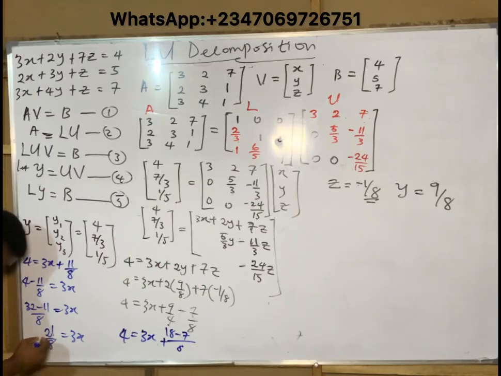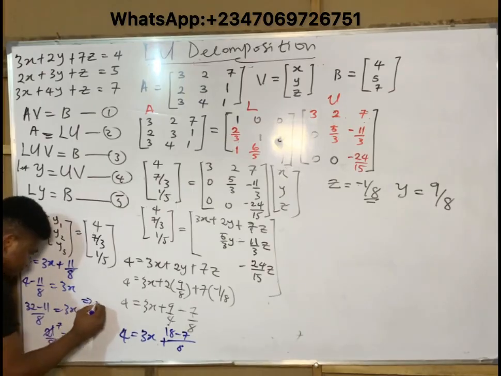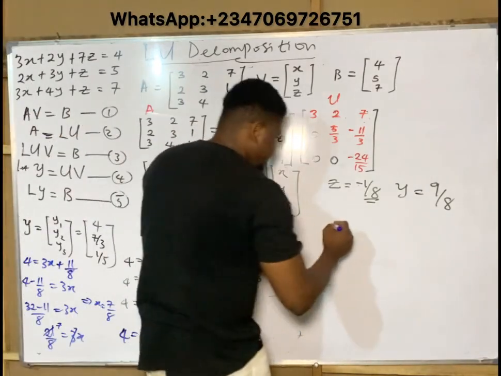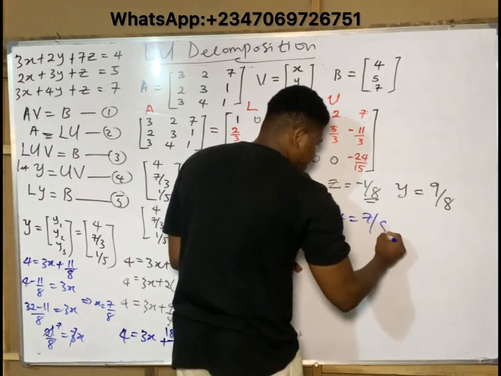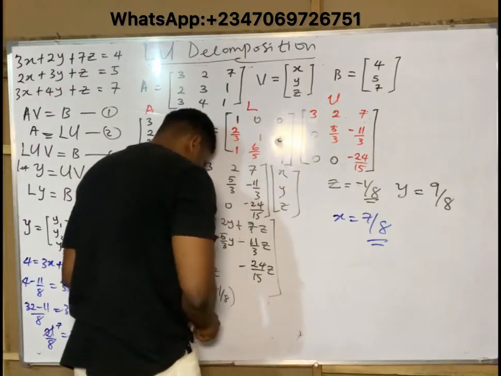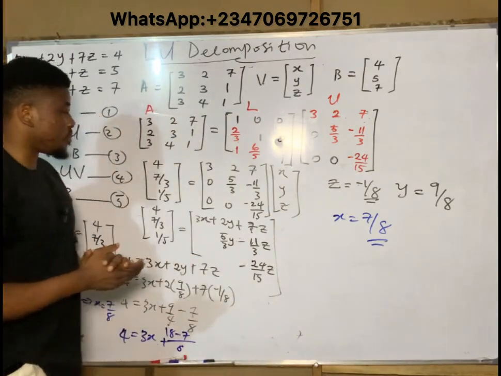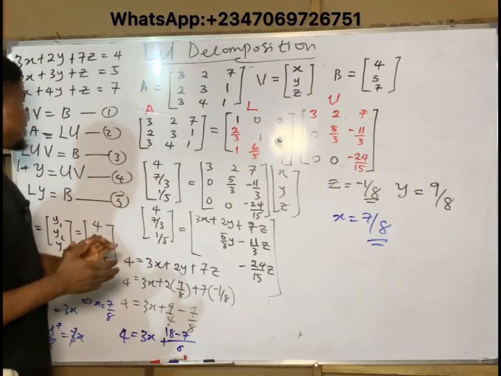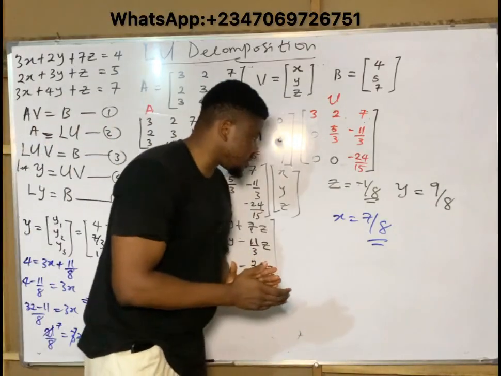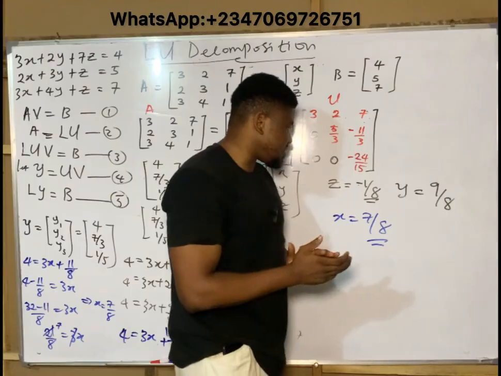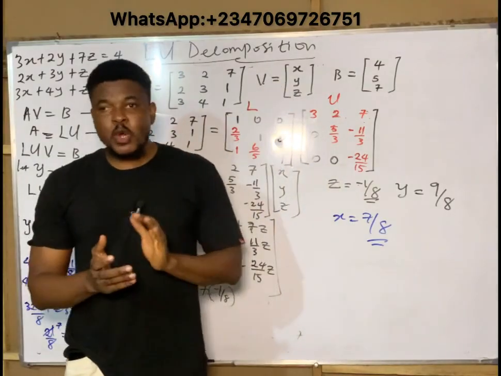So 3 can go into 21. 3 cancels 3 is 1. 3 goes into 21 is 7. So this means that my x is actually 7 all over 8. So x equals 7 divided by 8. Alright guys, so that's how to employ the lower and upper decomposition method to find the solution of this given system of equations. So for that equation, x is 7 over 8, y is 9 over 8, and z is negative 1 all over 8.